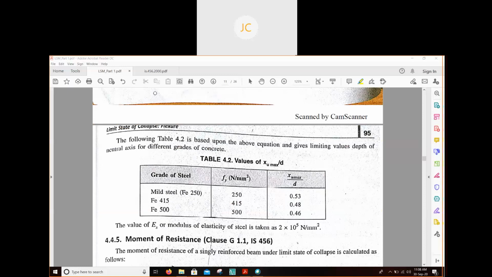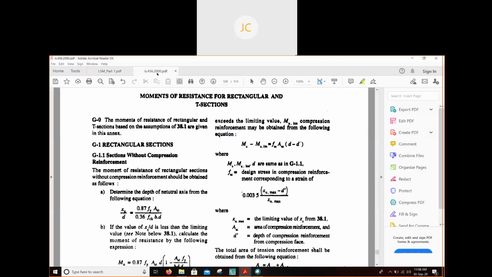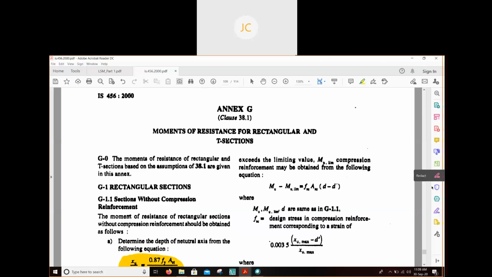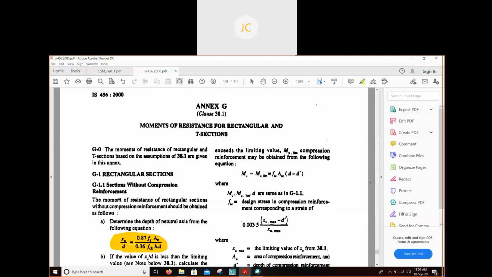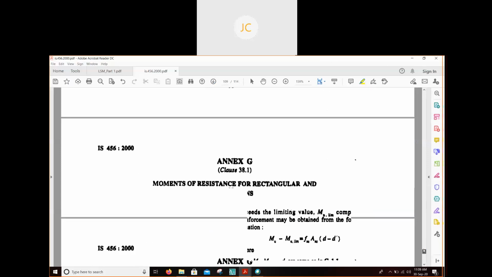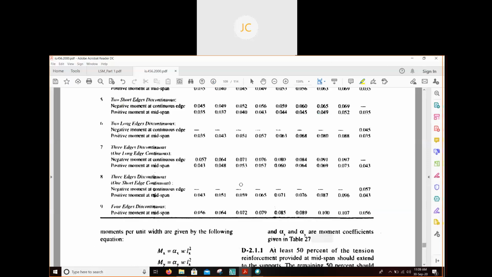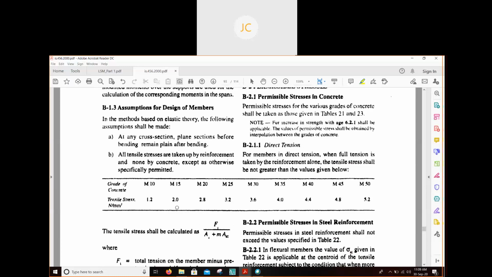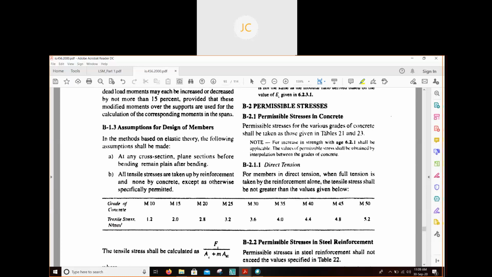Okay. So all of you go to clause number, I forgot the exact clause number, but all of you please remember the clause. If you don't remember, you write down in your copies. What are the clause numbers we will use throughout the syllabus? Clause number 38 we have to use throughout the syllabus. Then this annexure G point 1.1 we have to use throughout the semester. Then now I will show you XU max by D.